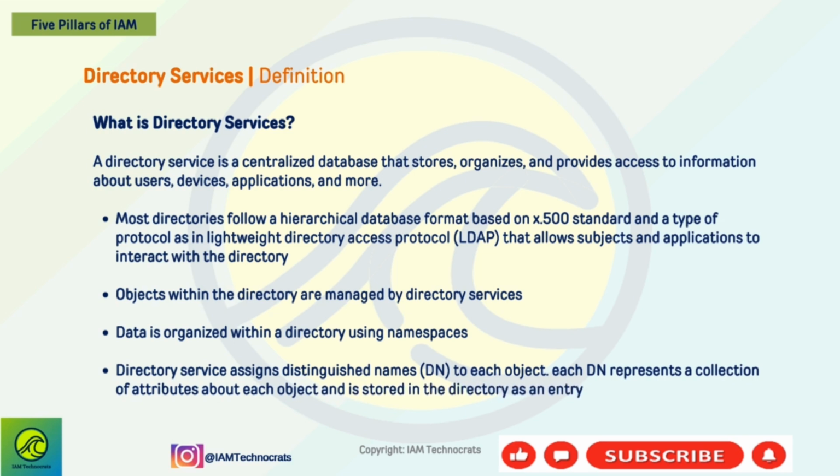The objects within the directory are managed by directory services. The data is organized within a directory using namespaces. The directory service assigns a distinguished name (DN) to each object. Each DN represents a collection of attributes about each object and is stored in the directory as an entry.